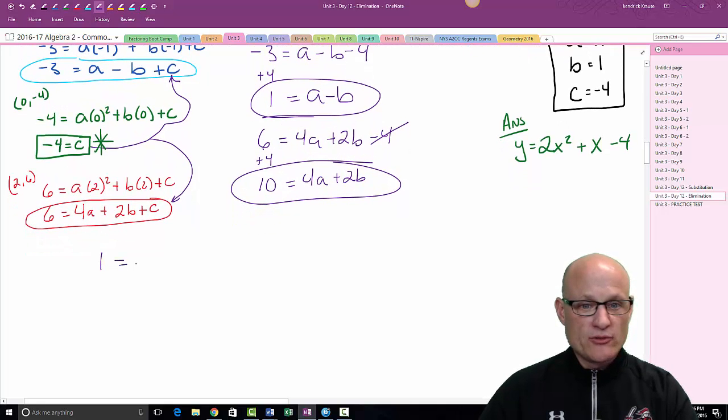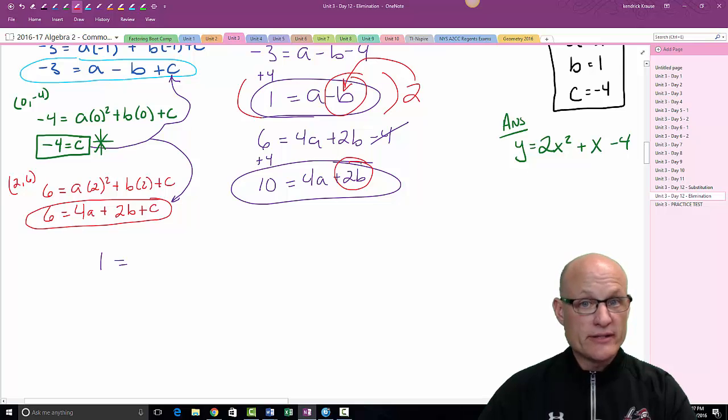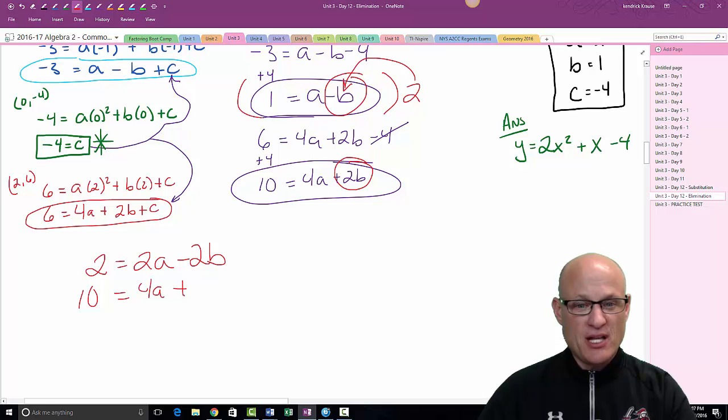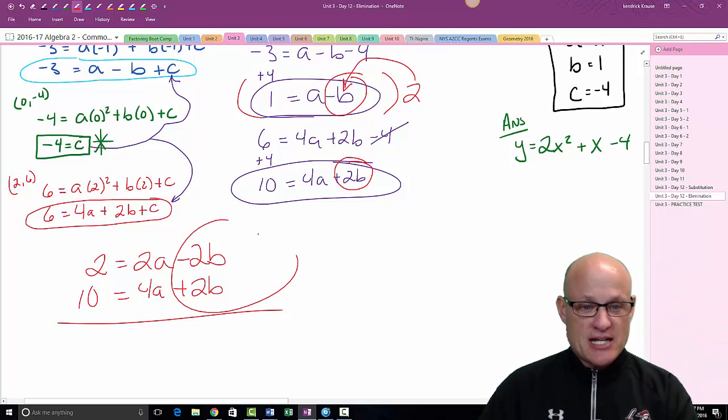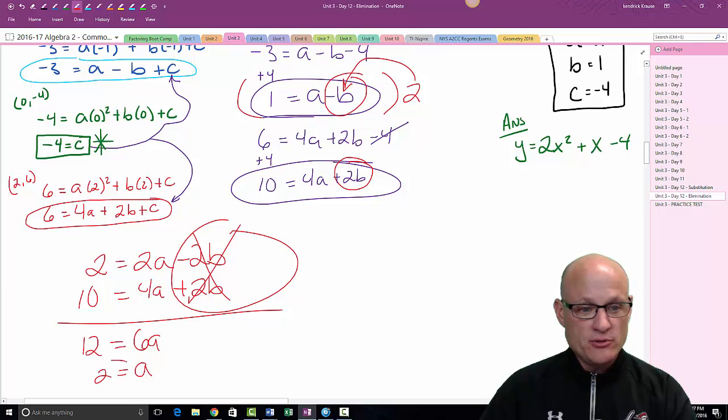If I take this equation right here and multiply it by 2, notice I'll have -2B here and +2B in the other equation. So we're going to multiply through by 2. So 2 equals 2A minus 2B. And the other equation I'm not going to touch: 10 equals 4A plus 2B. Notice these are opposites, so they just go away when I add, and I get 12 is equal to 6A, or A is equal to 2.